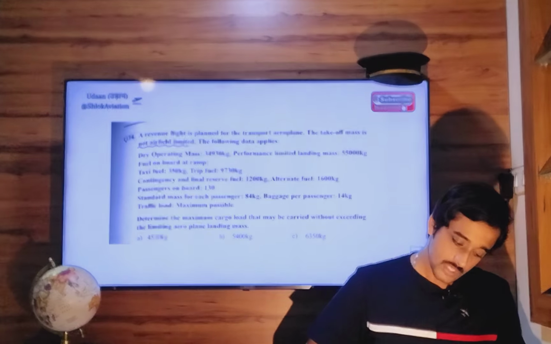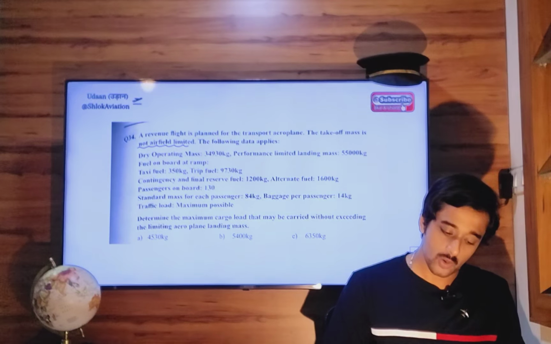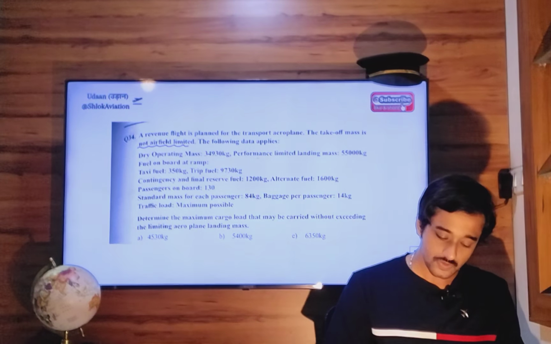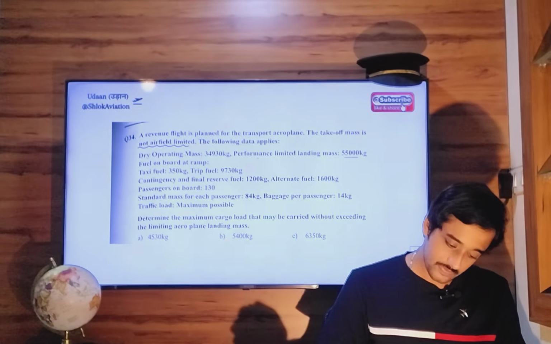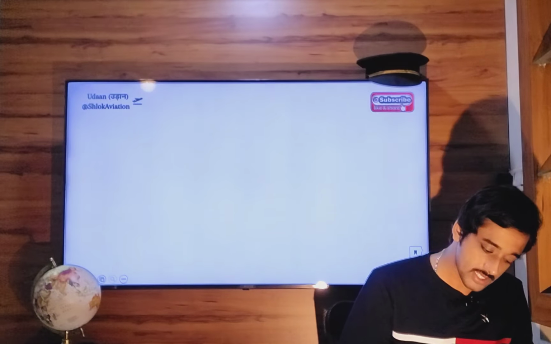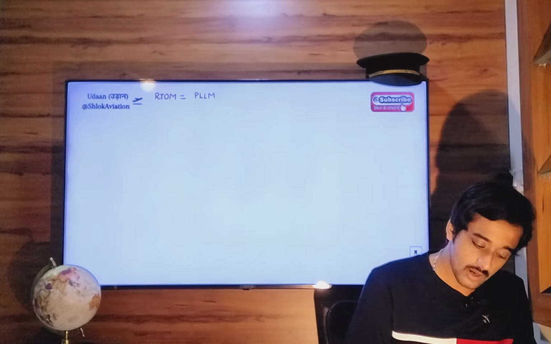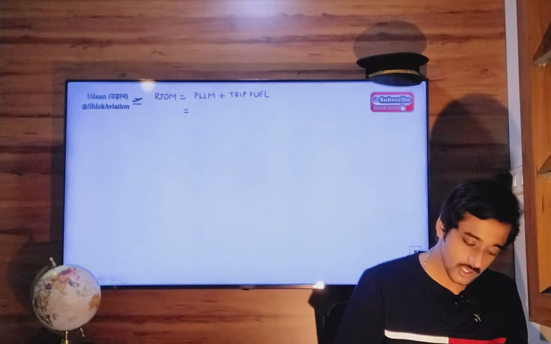Okay, so we have DOM, we have performance limited landing mass. Okay, so fuel on board is given and contingency, alternate fuel. So first let's find out regulated takeoff mass. Now since we want to find out regulated takeoff mass, it will be equal to performance limited landing mass plus trip fuel, right? So what is performance limited landing mass? It is 55,000.